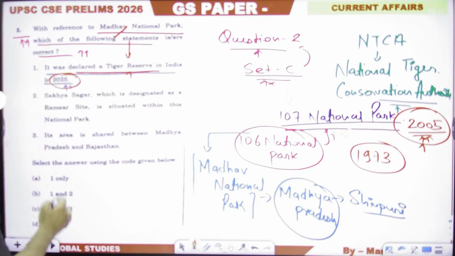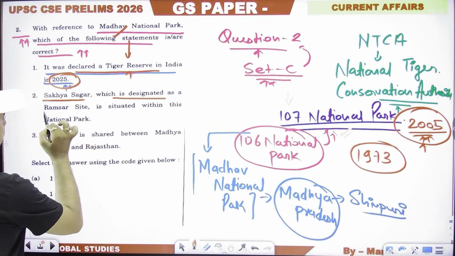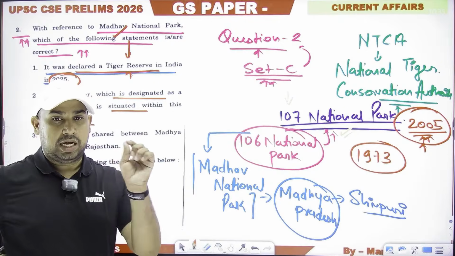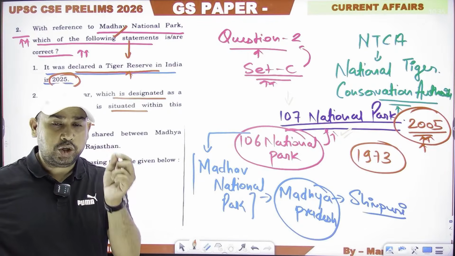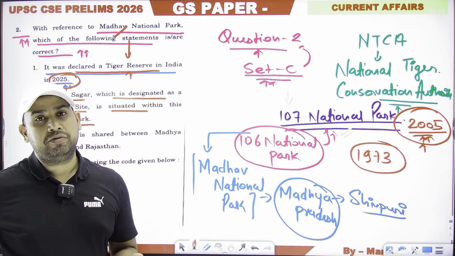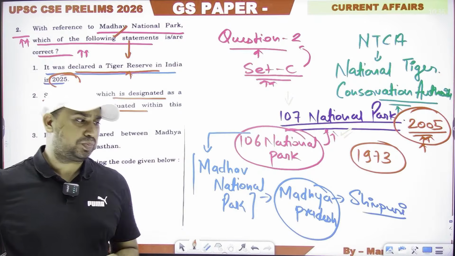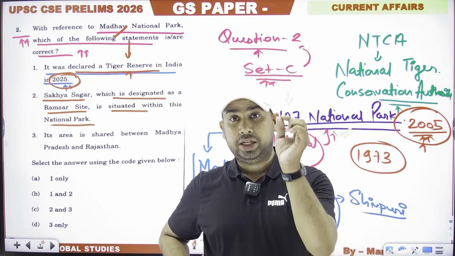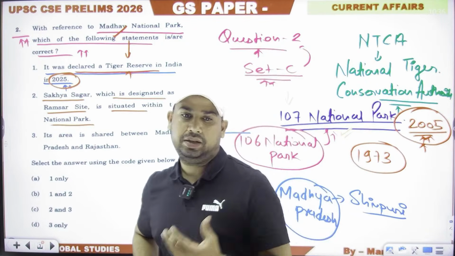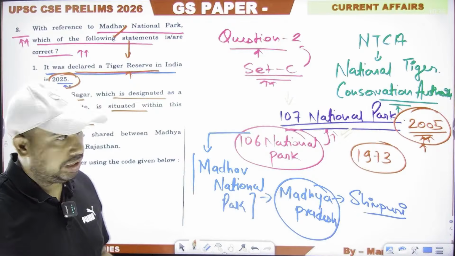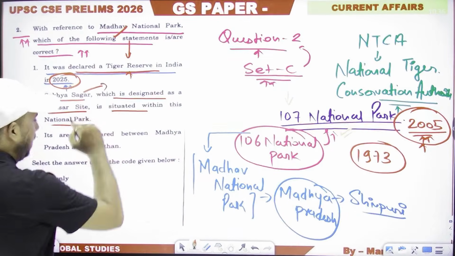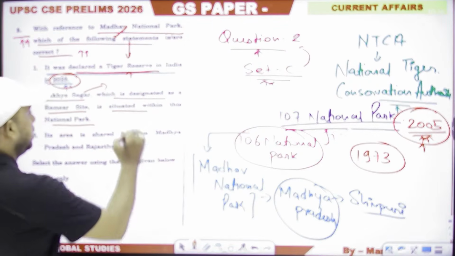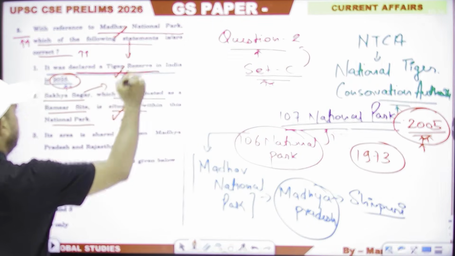In the second statement, they are saying that Sakya Sagar, which is designated as a Ramsar site, is situated within this national park. As you know, Sakya Sagar is a Ramsar site declared in 2022, one of the wetland sites notified under the Ramsar Convention, which was held in 1971 in Iran. A city named Ramsar is associated with it. Sakya Sagar, sometimes known as Sankhya Sagar, is present inside this national park. This statement is also absolutely correct. So first and second are correct.